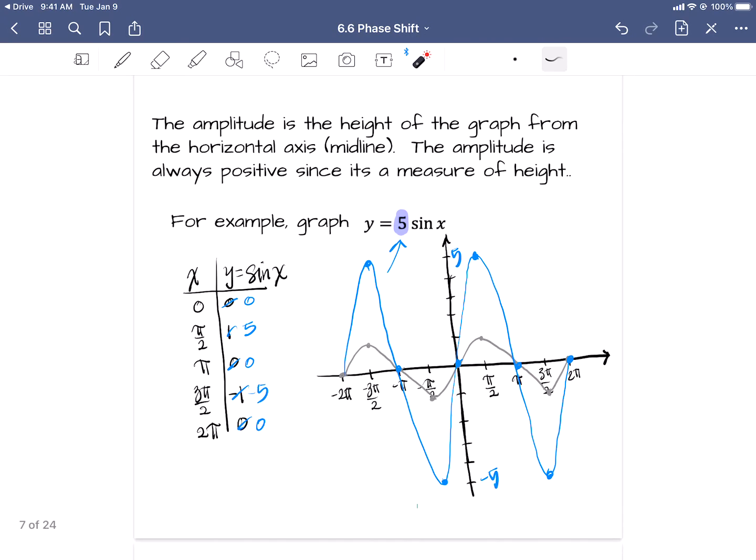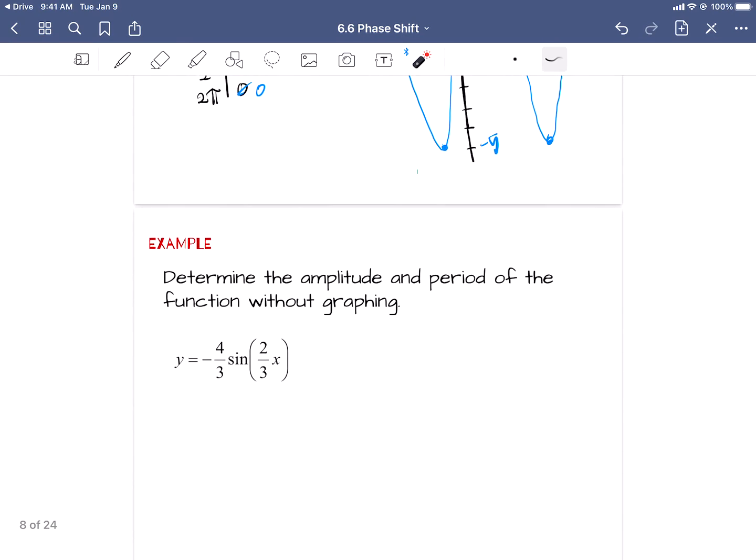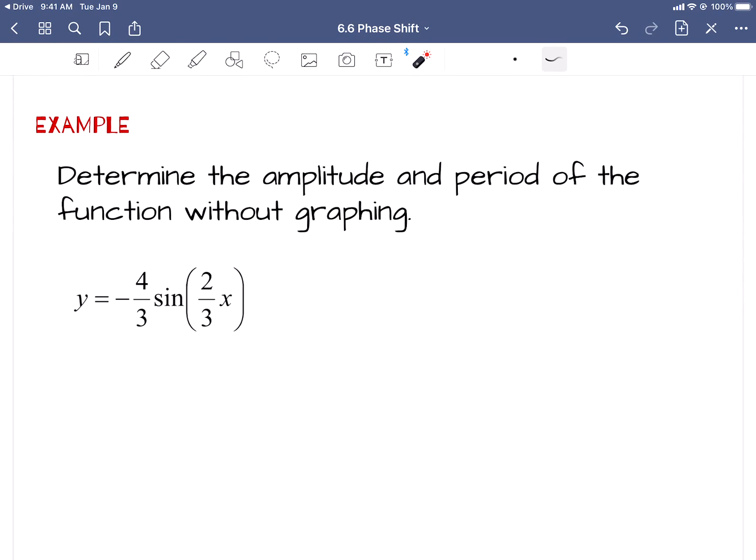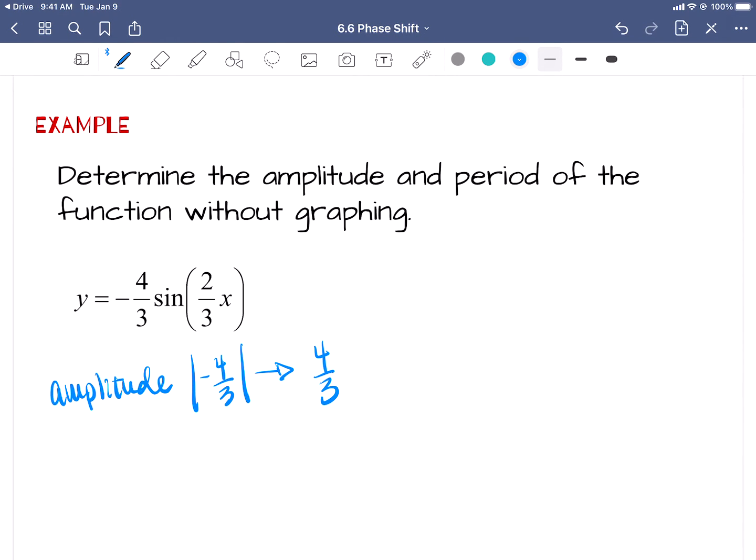All right. So here's an example where they're asking you not to use a graph to figure this out. So I would say my amplitude is the coefficient of the function. You take the absolute value of it. So it's 4/3 tall, 1 1/3 tall.